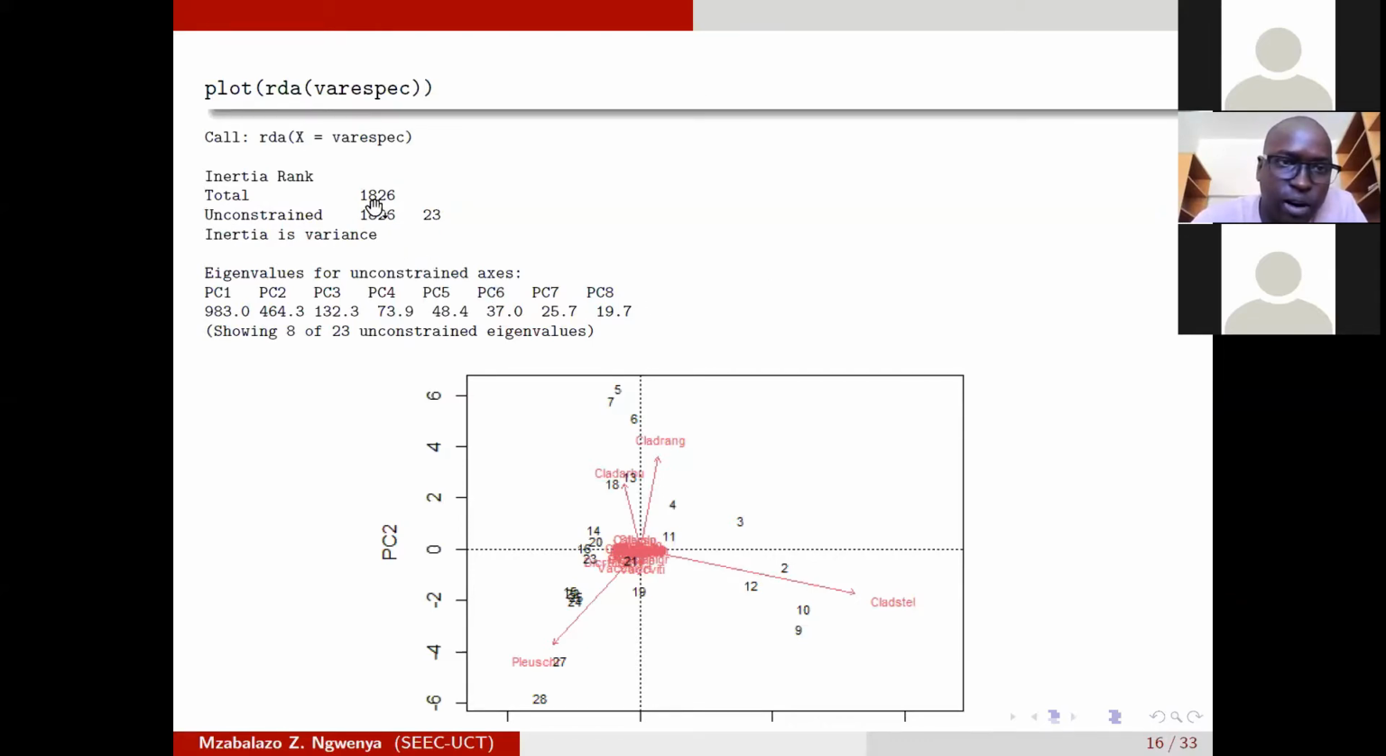So remember, our total variation is 1826. If you take all the dimensions of your principal component axis, you should be able to explain the total variation in your data set. But usually you do not want all the components, you just want a subset of them, and you want them to explain as much as possible of that total variation. So let's look at the plot we obtained for our unconstrained ordination.